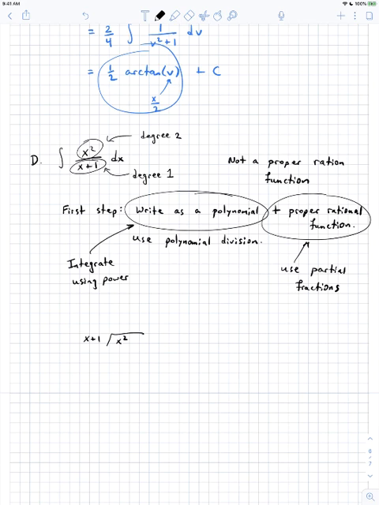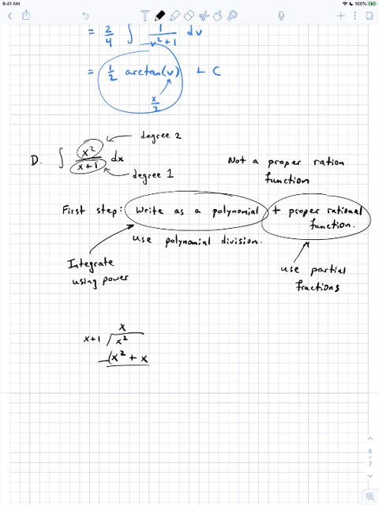What do you multiply x plus 1 by to get x squared? Well, you have to multiply by x, because x times x is going to give you x squared. But if you do that, you also have this x times 1 part, so that's going to be plus x. So x times x plus 1 is x squared plus x. And now you have to see what the remainder is for that.